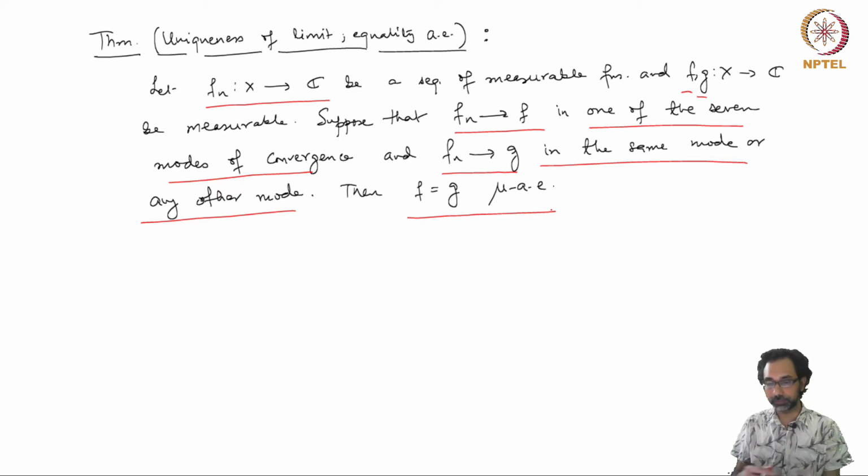So it means that as long as you have convergence to two different functions in any of the 7 modes, then the limit of the functions will agree outside a null set. So let's see a proof of this theorem.